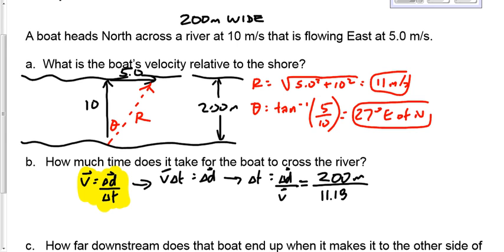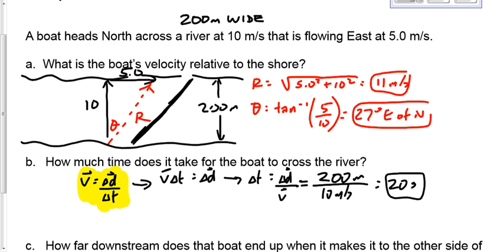What should I do here? If I'm using the 200 meters across the river, what should I use for my velocity? 10. Because the displacement and velocity have to be in the same direction. 200 divided by 10 is 20 seconds. It takes 20 seconds to get across the river. Now, some of you might say, why wouldn't I use the 11? You could use the 11, but if you use the 11 meters per second, you'd also have to have a displacement in the same direction, which would be different than 200, right? Make sense?